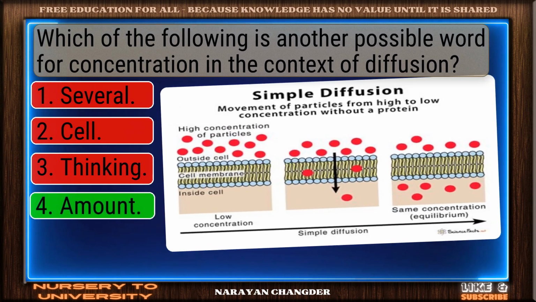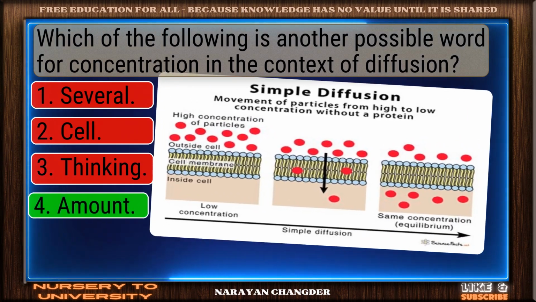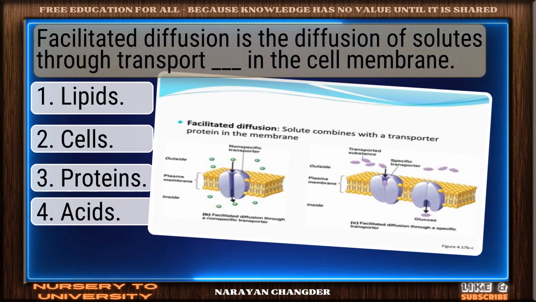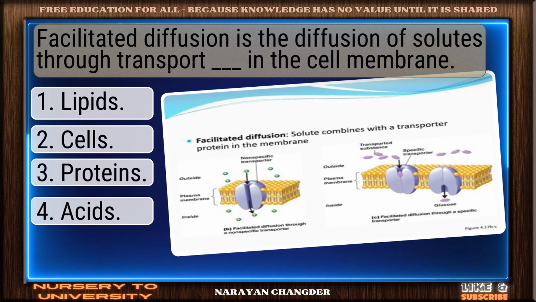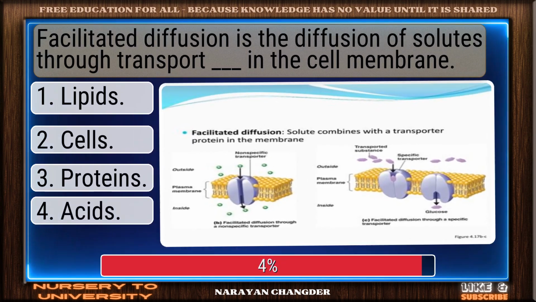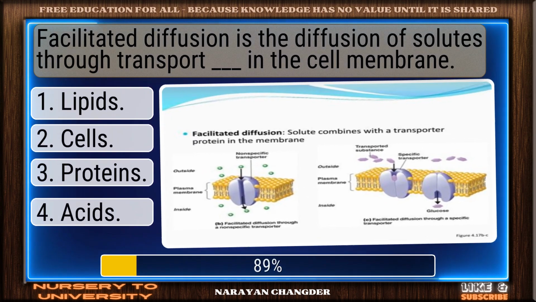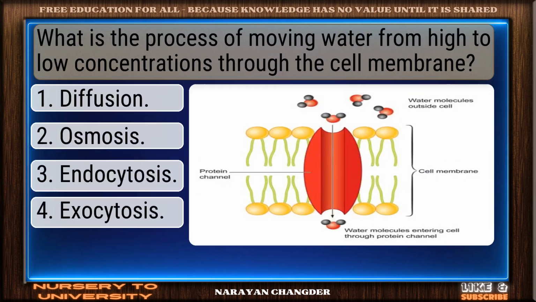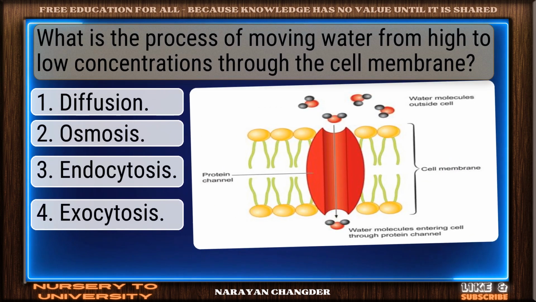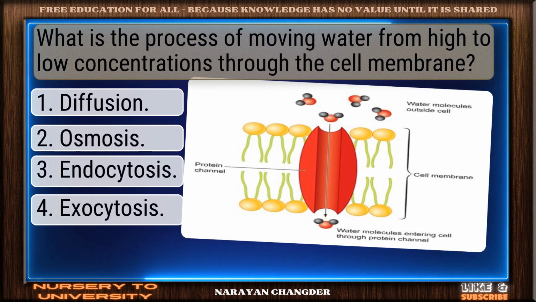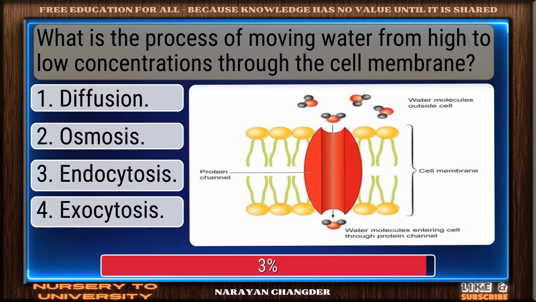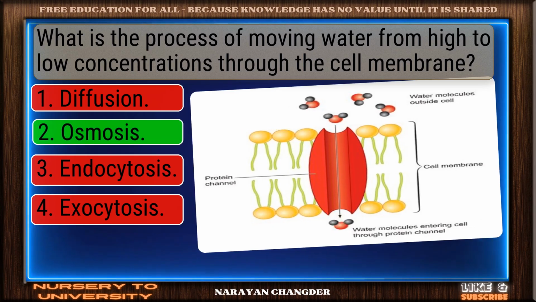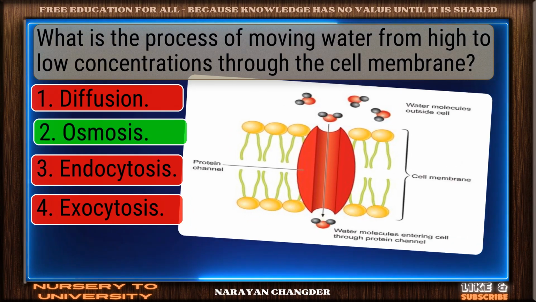Nicely done. Amount is a solid answer. Facilitated diffusion is the diffusion of solutes through transport dash in the cell membrane. Right again. Proteins is a valid answer. What is the process of moving water from high to low concentrations through the cell membrane? Well done. Osmosis is the right choice.